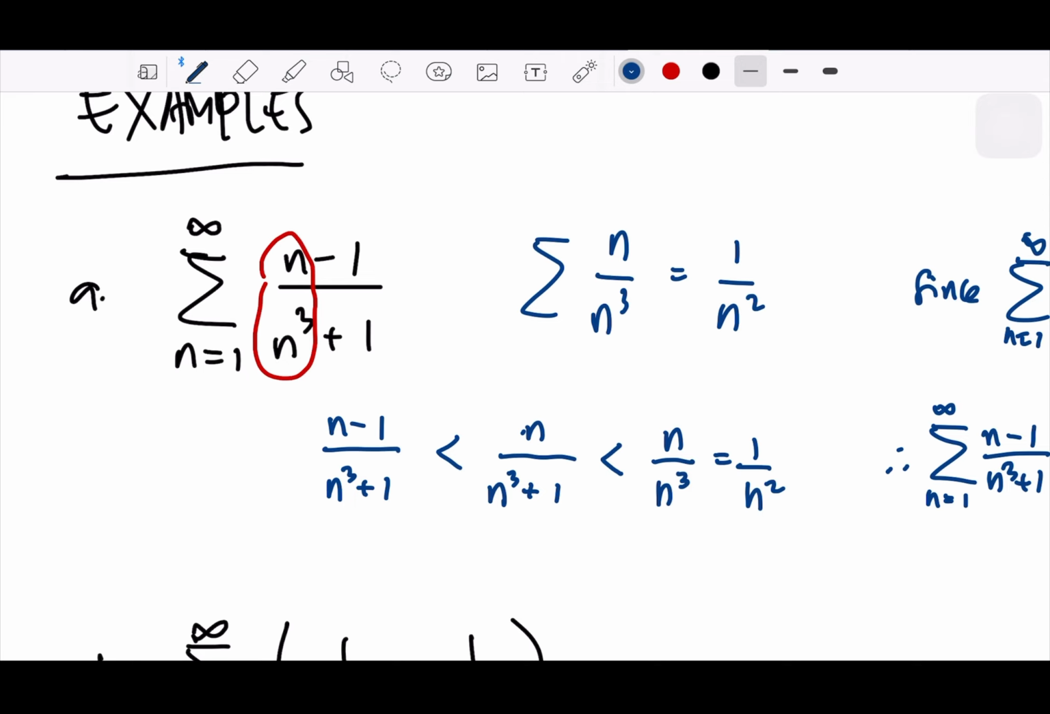Or if you check the limit comparison test right away from here, sometimes it can be helpful, sometimes it's not. But since we can take the direct comparison test right away and see the logical order here, we can just take this to the direct comparison test.